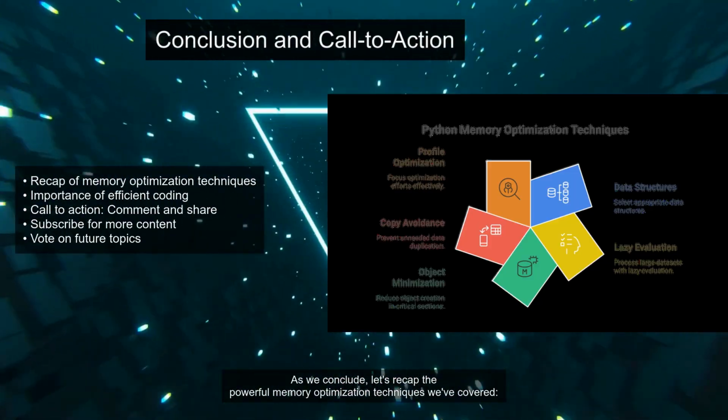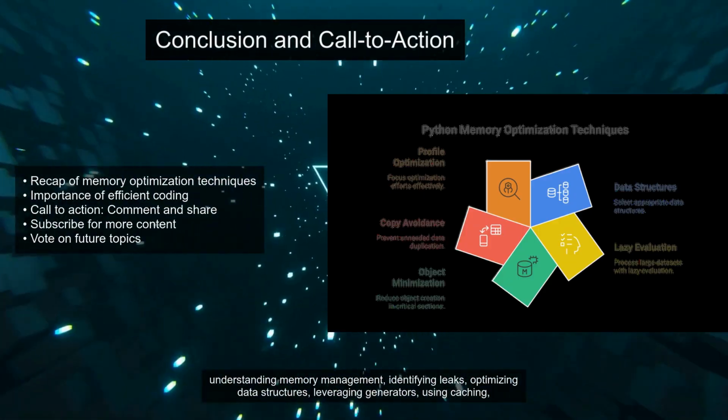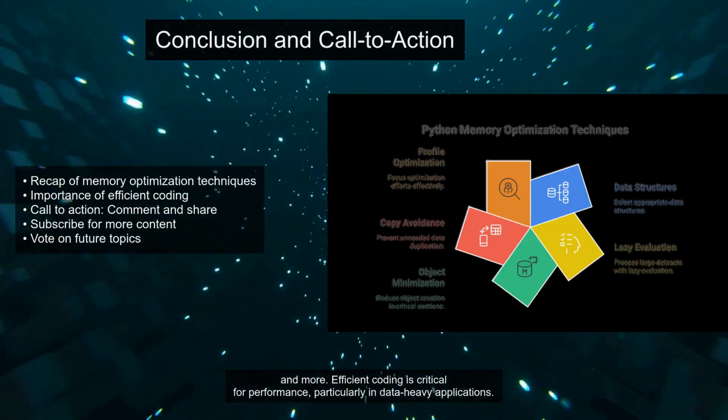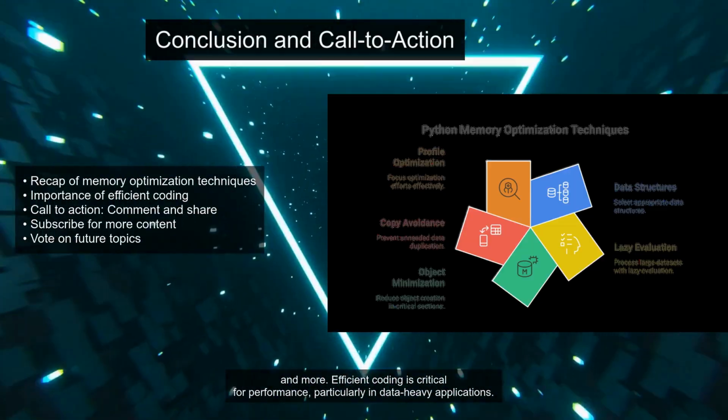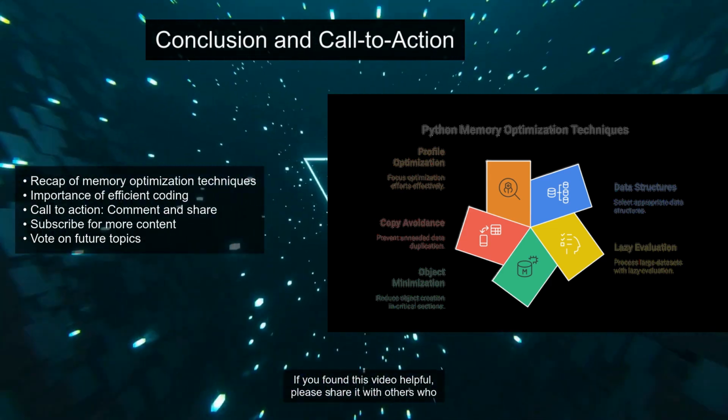As we conclude, let's recap the powerful memory optimization techniques we've covered. Understanding memory management, identifying leaks, optimizing data structures, leveraging generators, using caching, and more. Efficient coding is critical for performance, particularly in data-heavy applications.